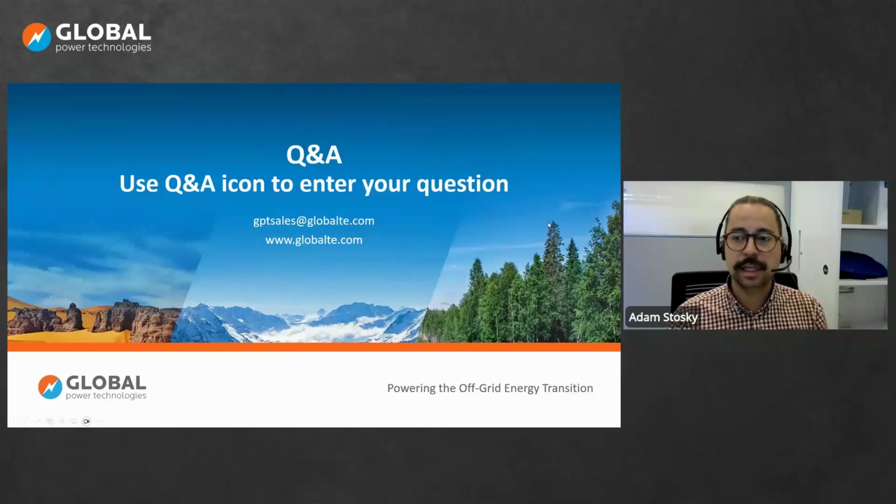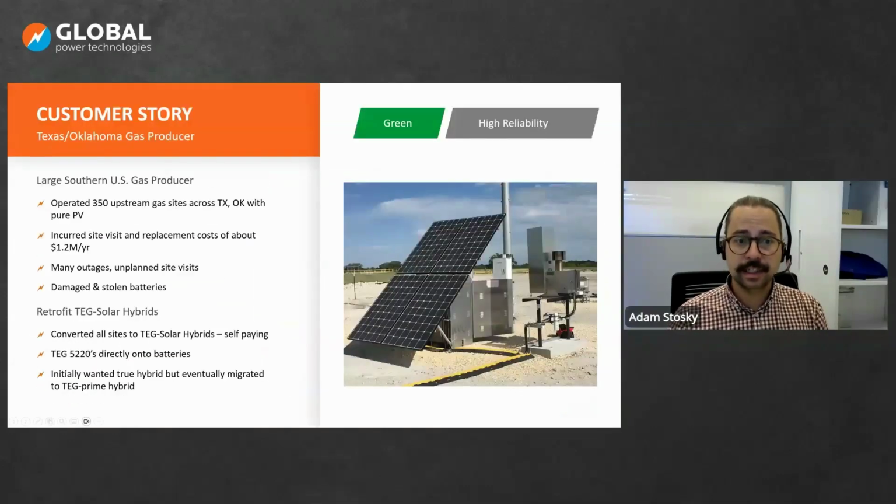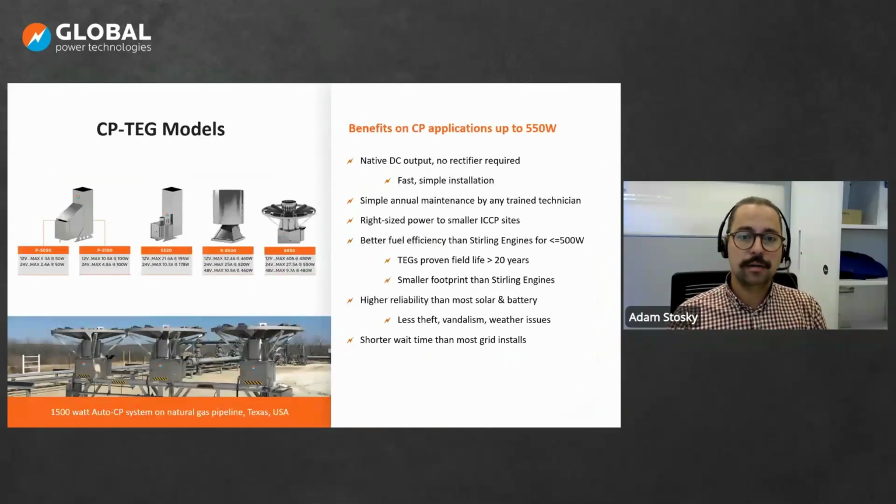So the reason that you don't need a rectifier when you're using TEGs for CP is that it does produce native DC output. So typically we run the TEGs in what we call a constant voltage mode. There's a CP panel with tapped resistors on the side of the TEG. You can adjust the voltage there to impress the current that you need for your cathodic protection. And that's kind of all you need to do. You don't need to convert AC power to DC power like you do when you're going from a grid tied system.